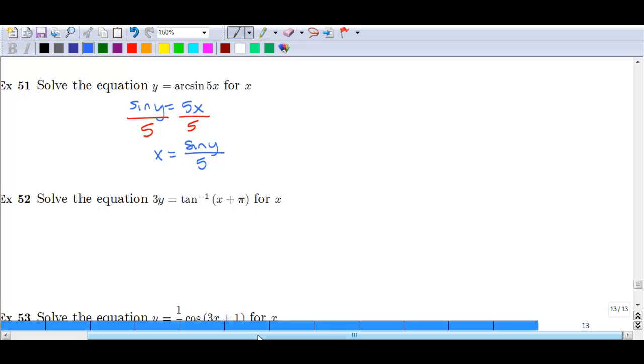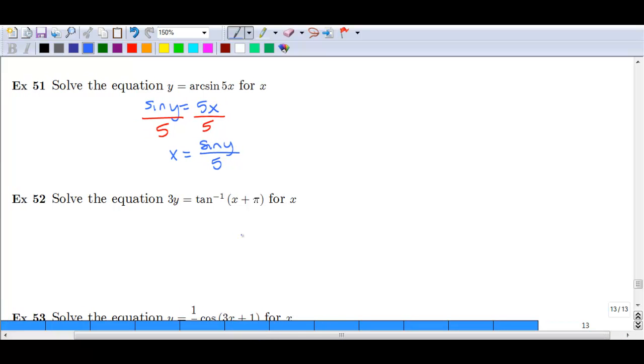Let's look at a few more examples here. This is another one we're not going to get a numerical answer for, but it's good to practice our order of operations. In this case, we're trying to solve for x, so we need to get rid of this outermost function, tangent inverse. So we're going to take tangent of both sides, so the tangent of 3y. Again, when we take the tangent of the tan inverse, we're going to get x plus pi. And then we can subtract pi from both sides.